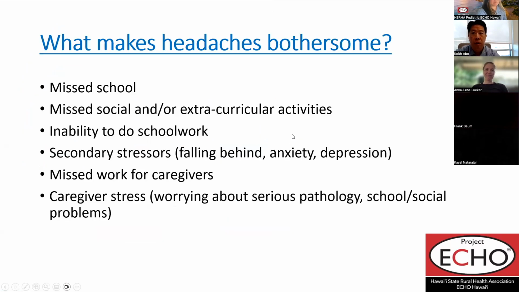And so why do patients come in complaining about headache? Sometimes it's because it's interrupting school or extracurricular activities. They can't keep up with their homework. Their mood and behavior might be changing, but it also impacts parents quite a bit in terms of missed work, having to take care of kids. And of course, there's always lurking in the background, what if it's due to something really bad? Because we often hear about people with brain tumors.